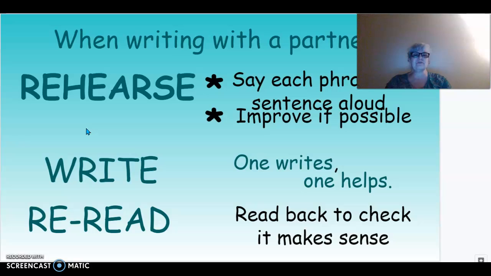And so if you choose to work with a partner as you're writing, each one of you is writing your own speech because you're going to give it individually. But once you get the basics down, you can ask a partner to listen as you're working so that you know if what you're working on makes sense, all right? And then you also want to read it back to check that it makes sense, all right?